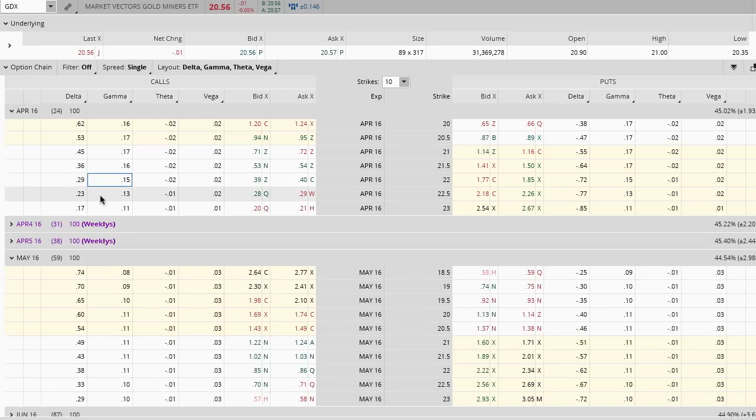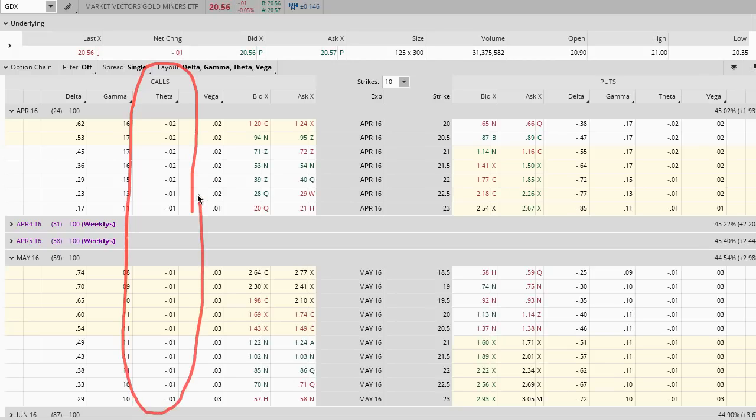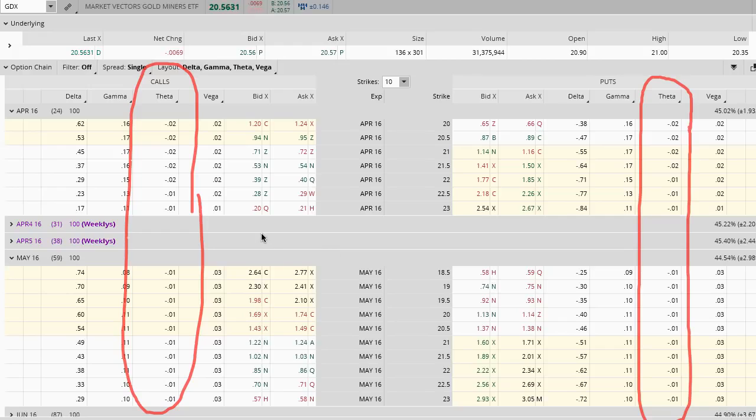So again, let's go back here to our GDX example, and we can look at some theta inside of here. So you can see here, this is theta. And again, it's negative in all cases for all options, out of the money, in the money options, everything. Theta is always negative for options, and that's because options are always a wasting asset. There's no example in which option theta would not be negative.